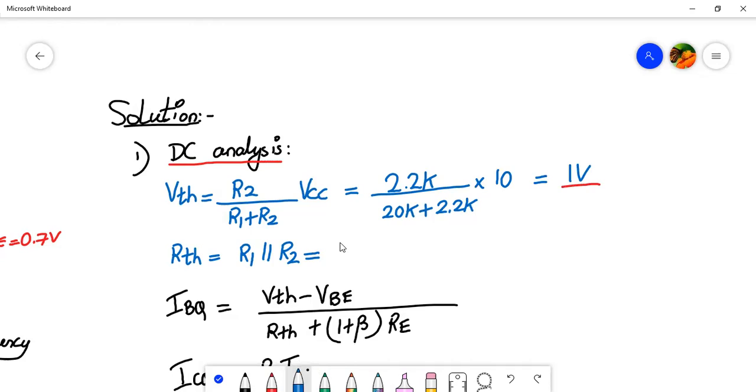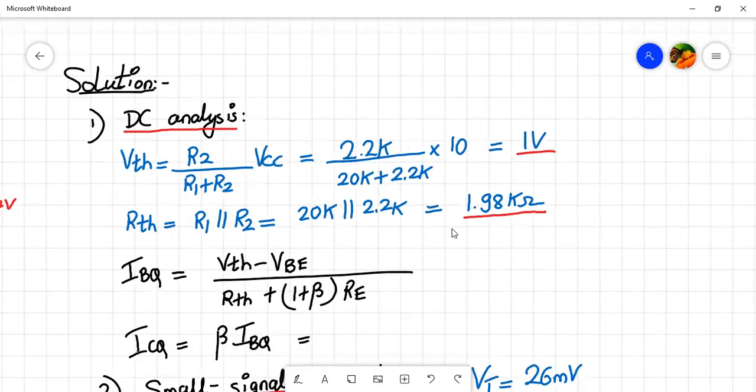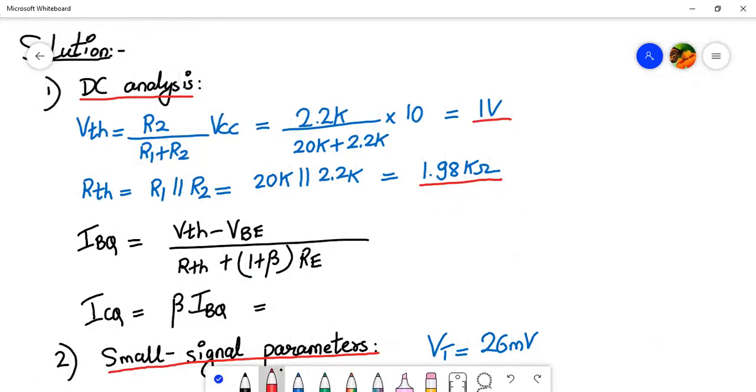Now next is R1 parallel to R2, which will be 20 kilo ohms parallel to 2.2K. So if you work it out in a calculator, you will get a value lesser than 2.2, which is 1.98 kilo ohm. So RTH value is 1.98 kilo ohm. Please check it in your calculator. Don't just write this answer.